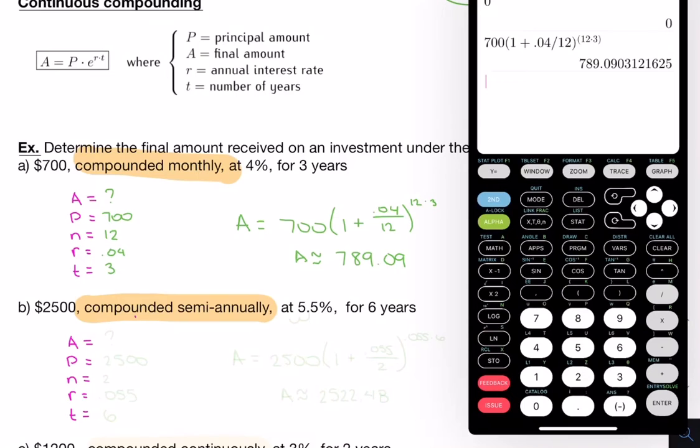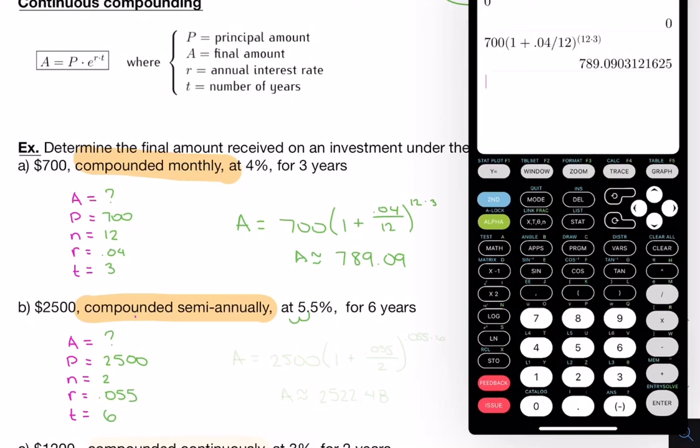So for the next one, we have 2,500 compounded semi-annually at 5.5% for 6 years. We're looking for A. Our initial value is 2,500. Our N, since it's semi-annually, is 2. Our rate is 5.5, so if we move that 2 places to the left, we have 0.055. Our time is 6 years.